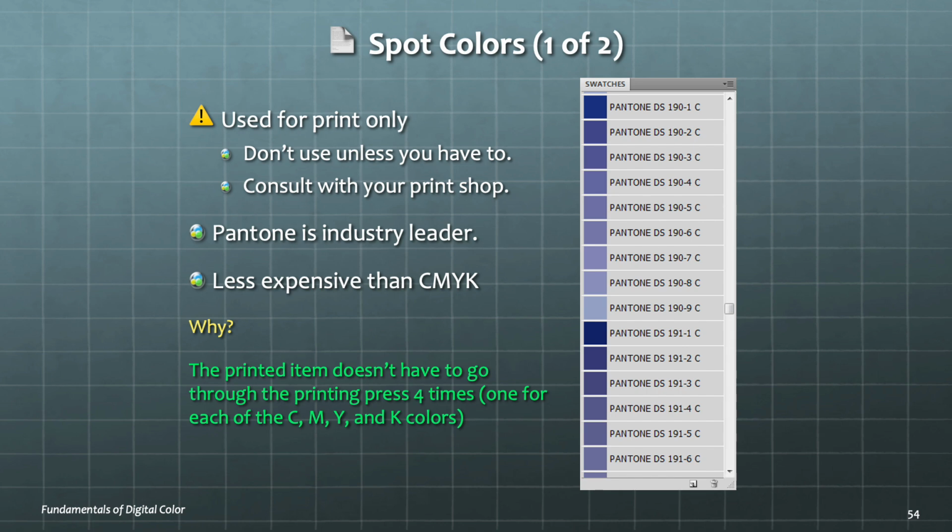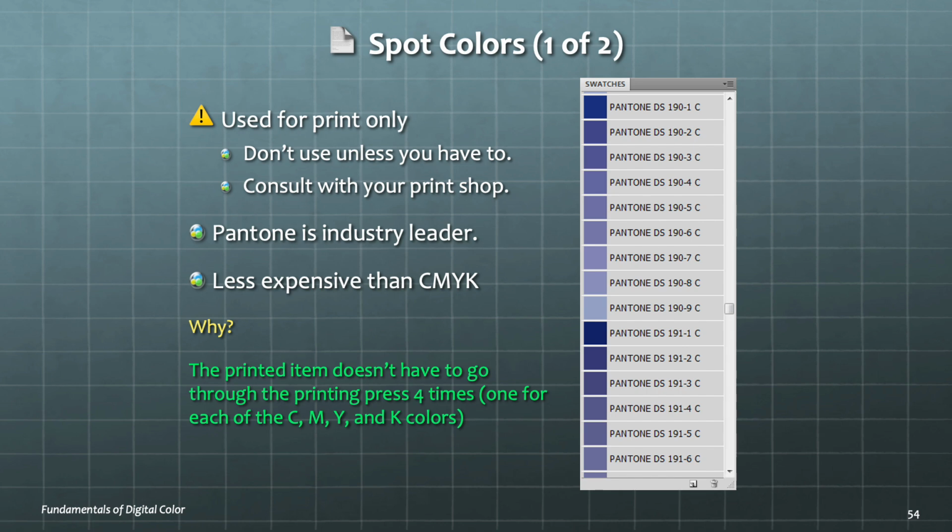The answer is that it's cheaper because the printed item doesn't have to go through the printing press 4 times. That is, 1 for each of the C, M, Y, and K colors. Often a spot color is used if you're printing a newspaper ad and you need only black and 1 highlight color like bright red. The bright red would be a spot color, in addition to the standard black.